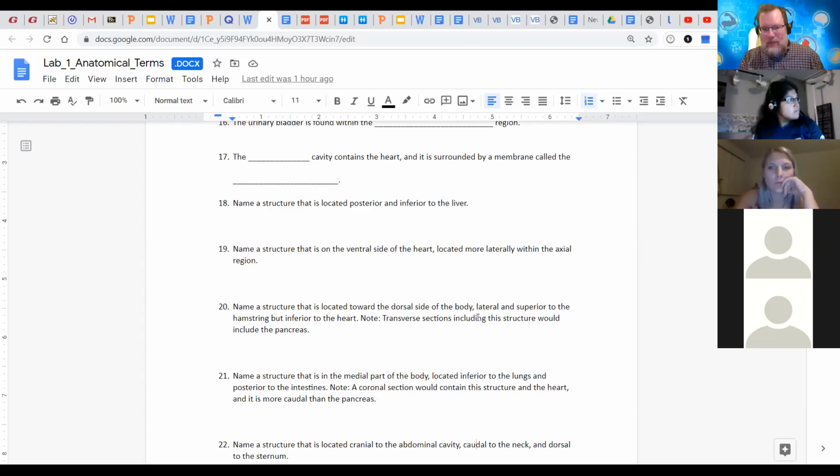Number 21, name a structure that's in the medial part of the body, below the lungs, so toward the middle, below the lungs, posterior to the intestines. Probably the diaphragm. That's below the lungs, and the diaphragm goes way back behind everything and comes up and over. But the pancreas is posterior a little bit to the intestines. It's inferior to the lungs, on the midline. Heck, maybe even stomach is a little bit behind. So stomach, pancreas, diaphragm. I think all three of those would work for number 21.